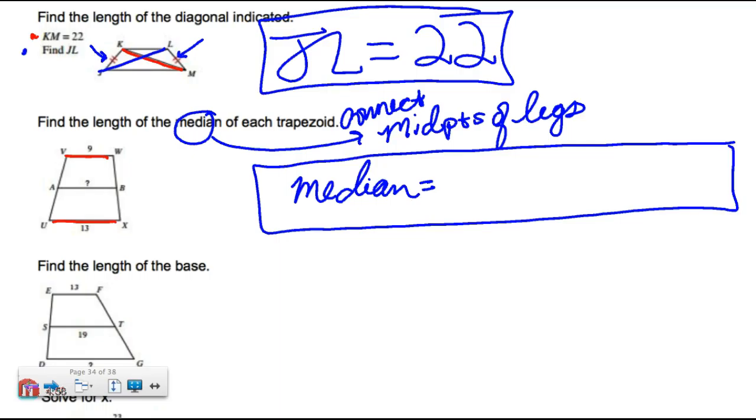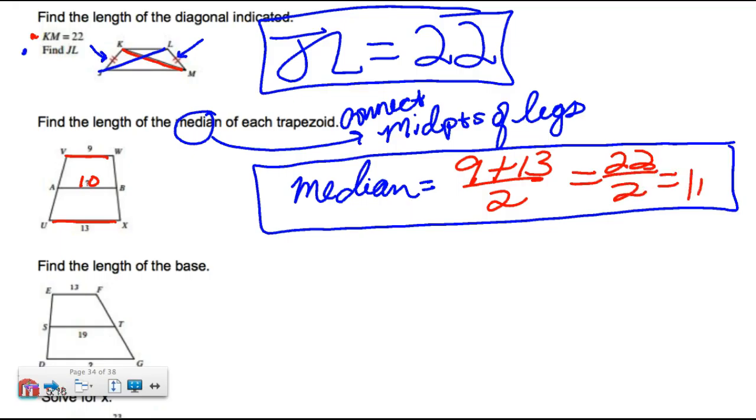The median is equal to the average, which is what you get when you add them up and divide by 2, which is 10. So this one right here will be 10. It's the average. Oh, that's not true. That's going to be 22 over 2, which is 11. I could tell because the average would be the same distance from one as to the other. So I made an arithmetic mistake there.